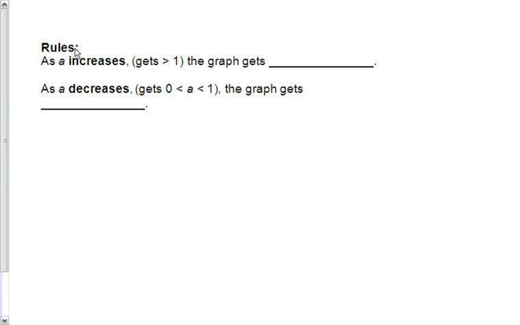And the rule is, as a gets greater than 1, the graph gets skinnier or pushed inward. Think of it that way. However, if it's between 0 and 1, it gets fatter, as I say. And it's actually getting pulled outward, stretched outward. Those are all the shifts we have with these.